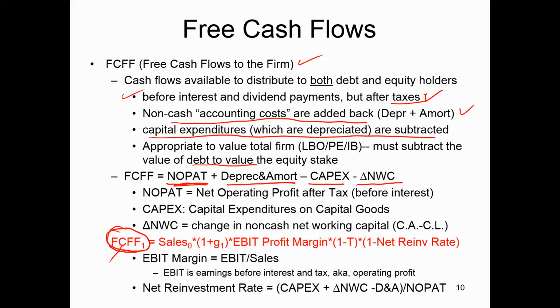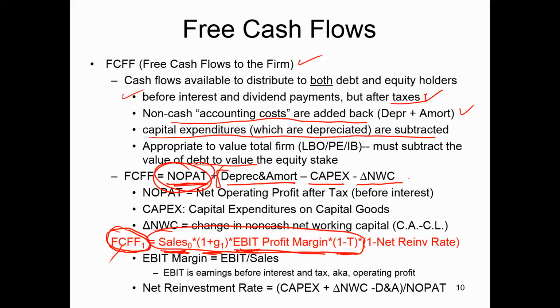So if I'm going to forecast free cash flows next year, FCFF1, one way I could do it is take this year's sales and forecast the growth of sales, maybe based on my estimate of the economy and market share. I'll then forecast the EBIT margin, earnings before interest and tax, so maybe the firm has a 5-10% on average operating profit from sales. I'll then subtract taxes, take 1 minus tax rate, that'll reduce it by taxes. So this part here, sales times 1 plus growth times the EBIT profit margin times 1 minus tax, that'll give me NOPAT.